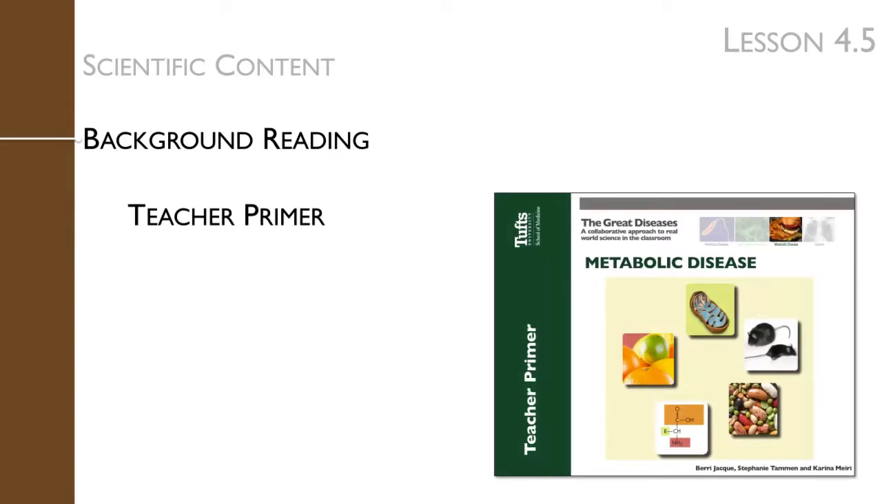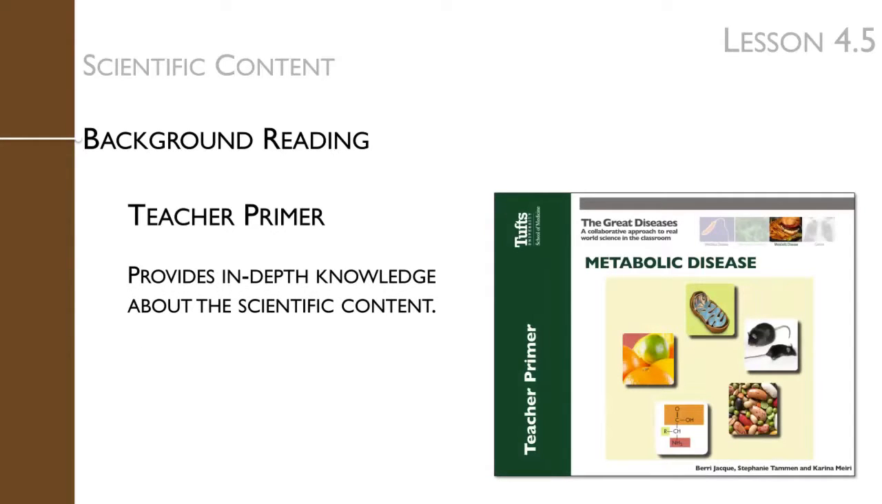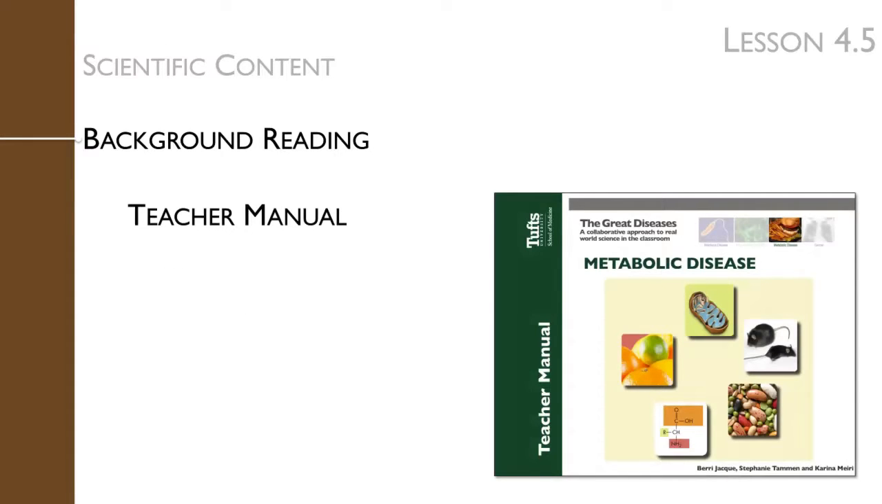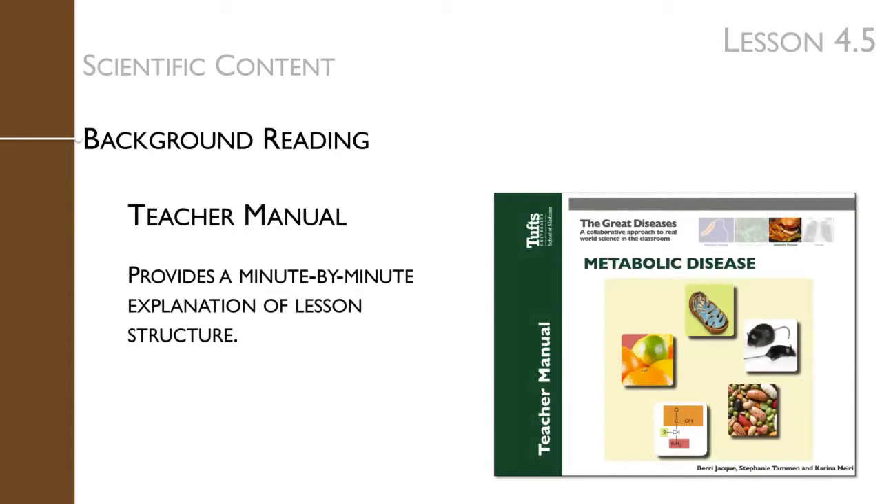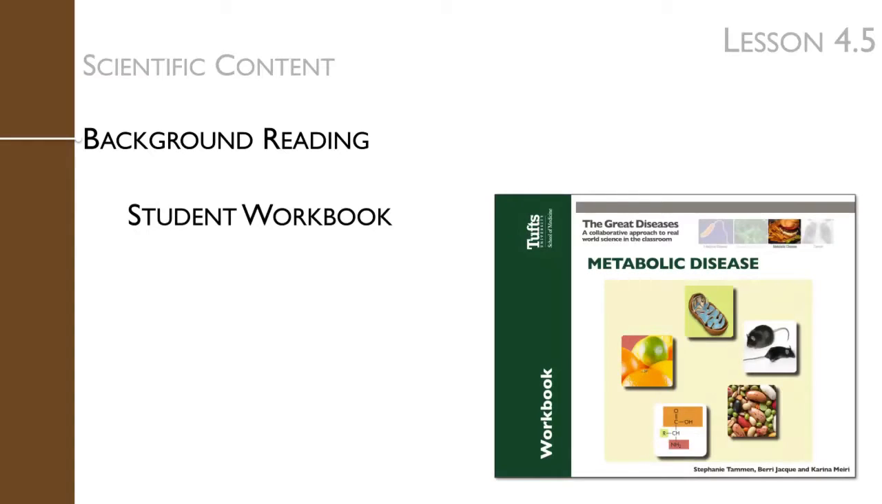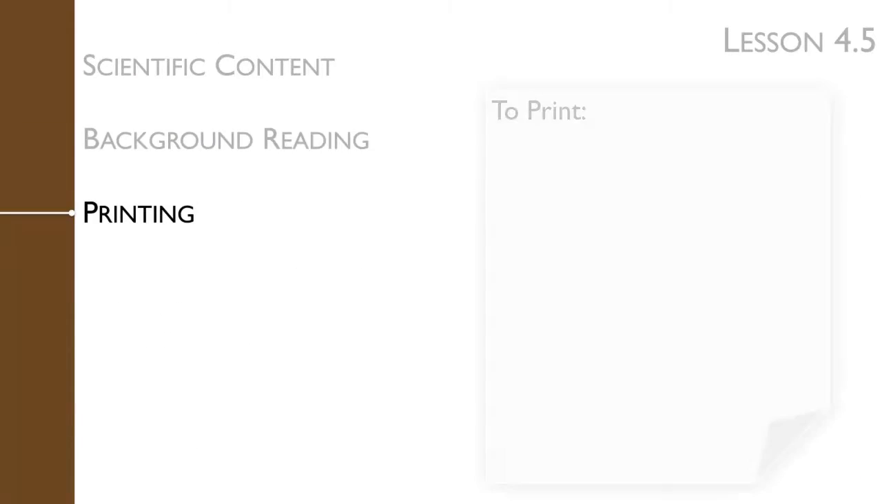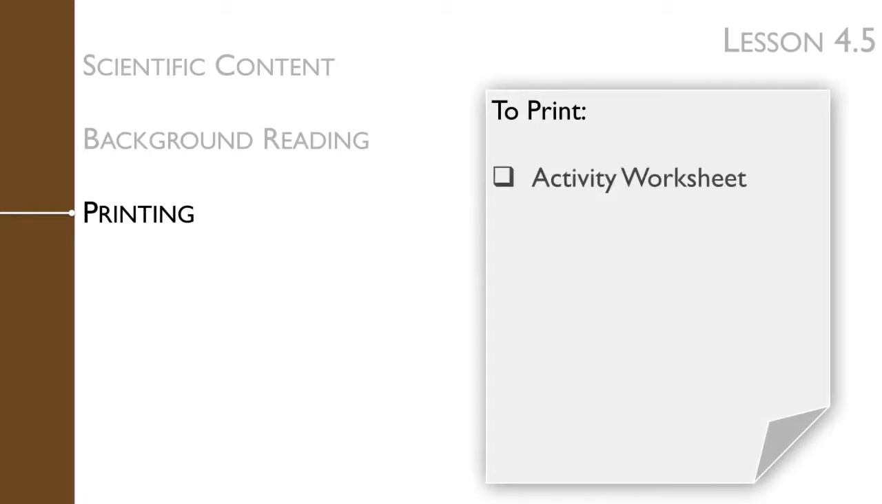The teacher primer provides in-depth knowledge about the scientific content presented in this lesson. The teacher manual or lesson plan provides minute-by-minute explanation of the lesson structure, including instructions on how to manage the discussion and the activity. And the student workbook provides additional explanations for the students. You will need to print one activity worksheet per student.